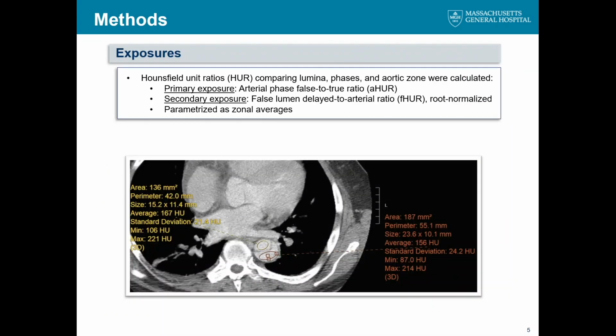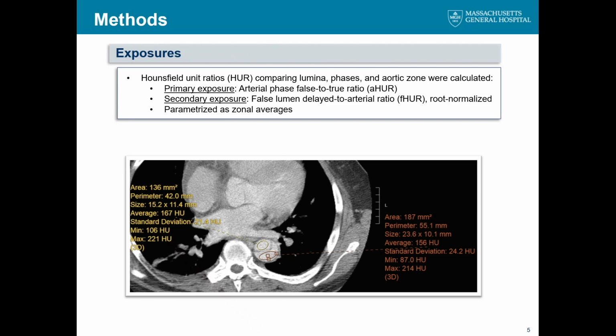However, our primary exposure used contrast density, measured by Hounsfield units across the septum, as a surrogate for what we hoped would be relative pressurization of the false and the true lumina. We constructed new parameters to characterize this, termed Hounsfield unit ratios, or HURs. We parameterized these HURs in two ways.